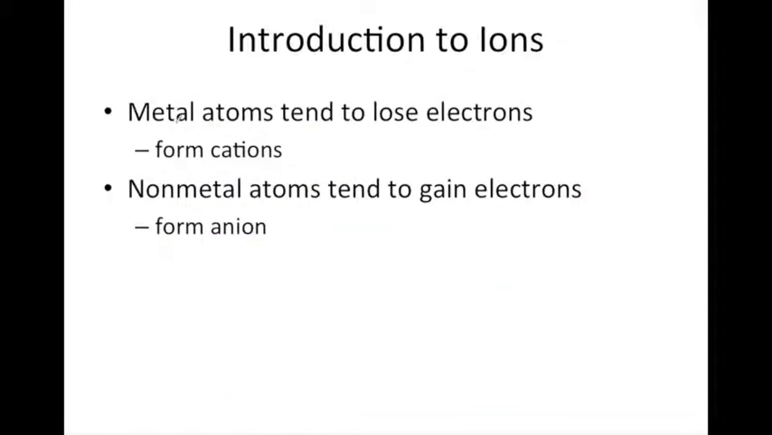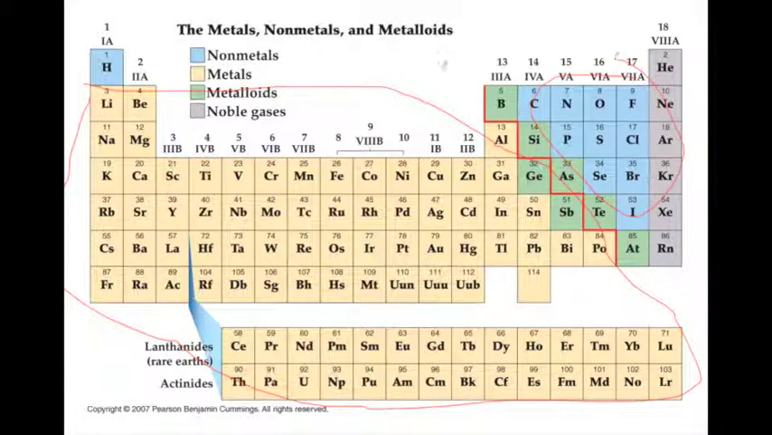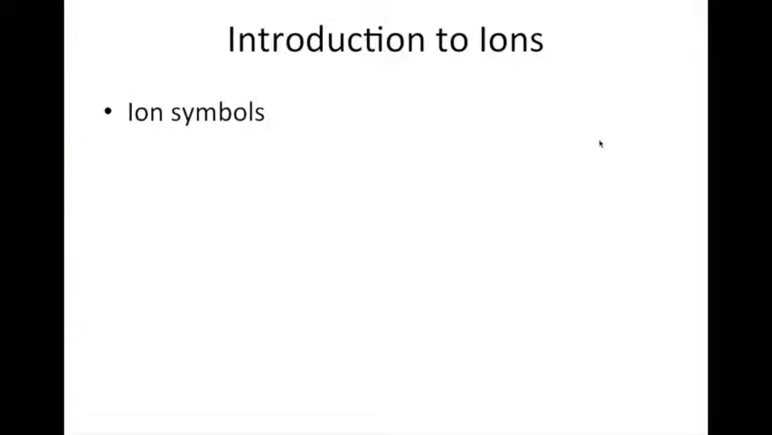Another thing is that metal atoms will tend to lose electrons if they have a chemical reaction. They'll tend to lose electrons to form cations, and non-metal atoms will tend to gain electrons to form anions. Remember from your periodic table that metals are those mostly on the left side of our periodic table, whereas nonmetals tend to be on the right side. So these guys over here on the left will tend to form cations, and these guys over on the right will tend to form anions.